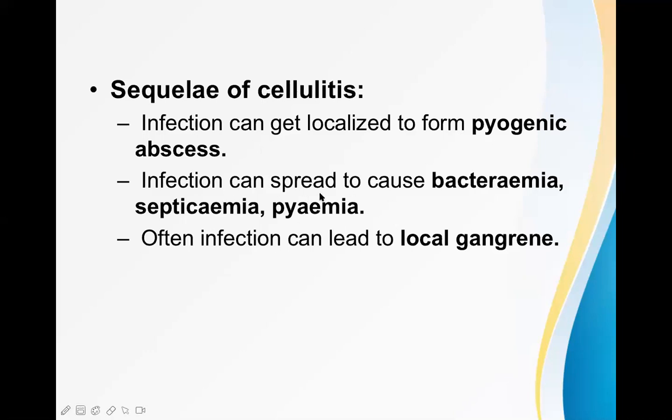Another sequela can be, it can spread to cause bacteremia, septicemia, or even pyemia. It depends. Presence of bacteria in the blood is called bacteremia. Along with those bacteria, if they are actively multiplying, and along with that, signs and symptoms are there, we call it septicemia. And pyemia is the presence of material of pus in the blood itself. Now, sometimes the infection can lead to local gangrene.